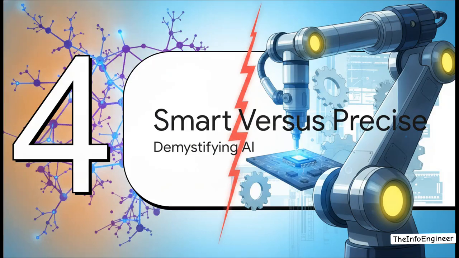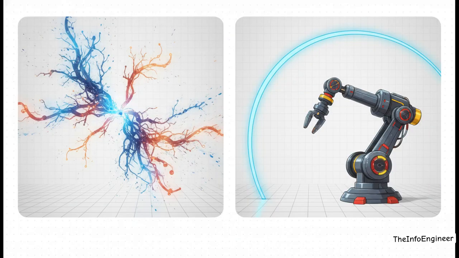That brings us to Section 4, Smart versus precise, and demystifying AI in factories. This right here is a major industry misconception. We hear AI thrown around everywhere, and it's easy to assume your robotic arm is acting like a smart thinking brain. But we need to draw a stark contrast.